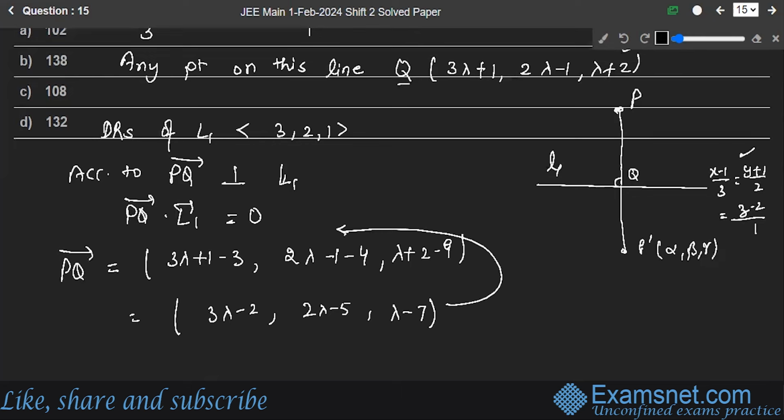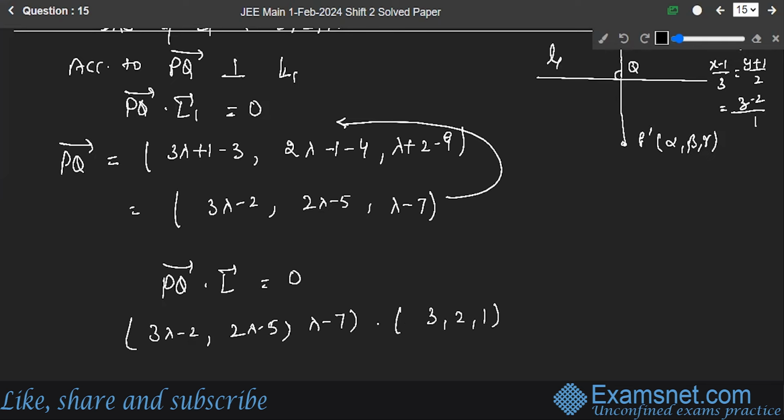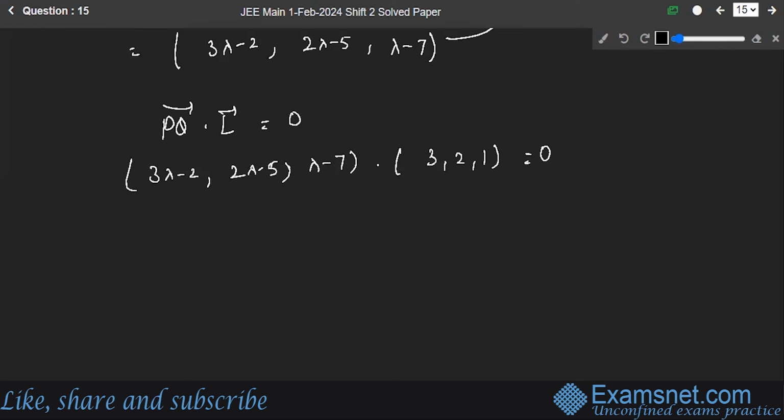Now let's fill in this equation. You have PQ dot L is equal to 0. I'm only taking the direction ratio. So 3 lambda minus 2, 2 lambda minus 5, and lambda minus 7, dot product with the other one, the L1, that was 3, 2, 1. This is equal to 0.